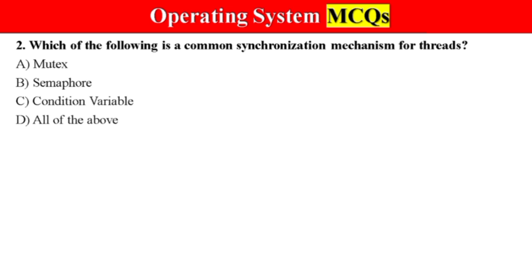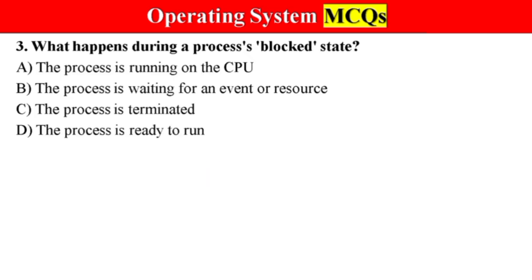Question number 2, which of the following is a common synchronization mechanism for threads? A, mutex. B, semaphore. C, condition variable. D, all are common synchronization mechanisms for threads. The correct answer is D, all are common synchronization mechanisms for the thread.